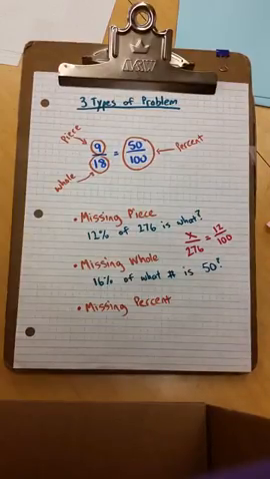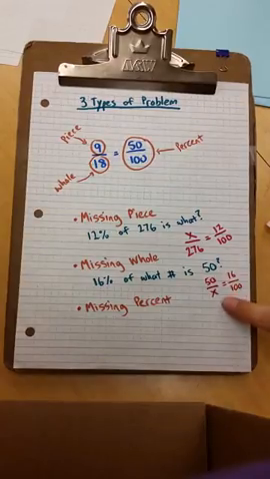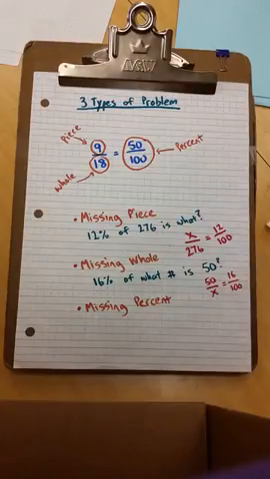A missing whole problem might look like this. 16% of what number is 50? As a proportion, it would look like this. Because you're missing the whole, but you have the piece, and we know it's going to equal this percent.